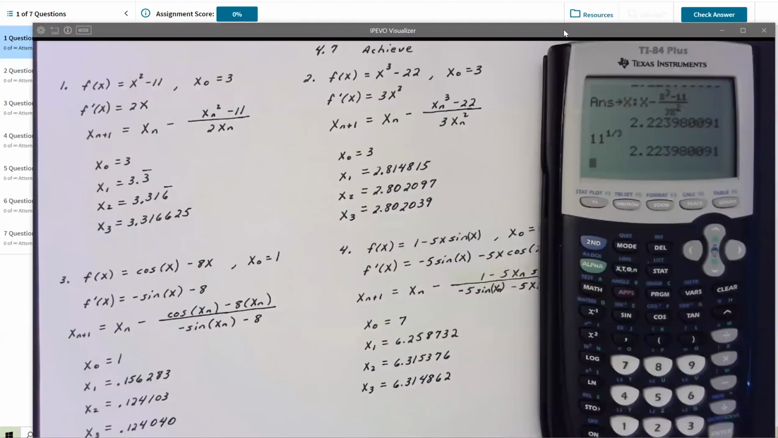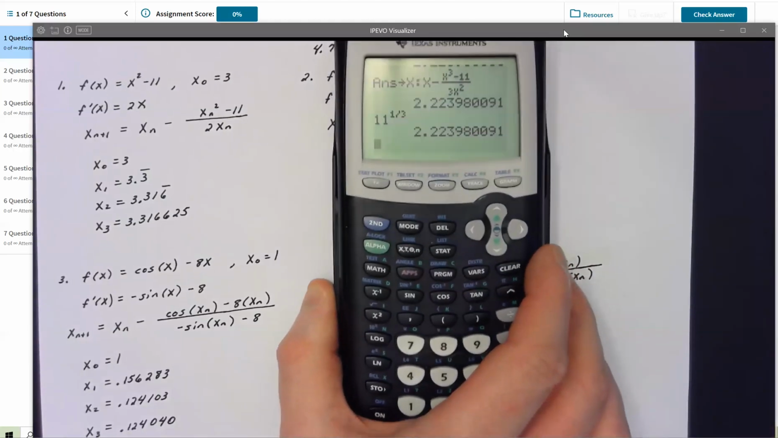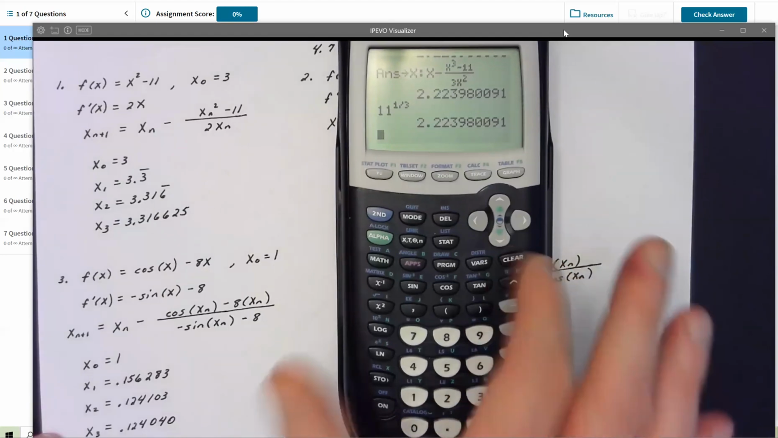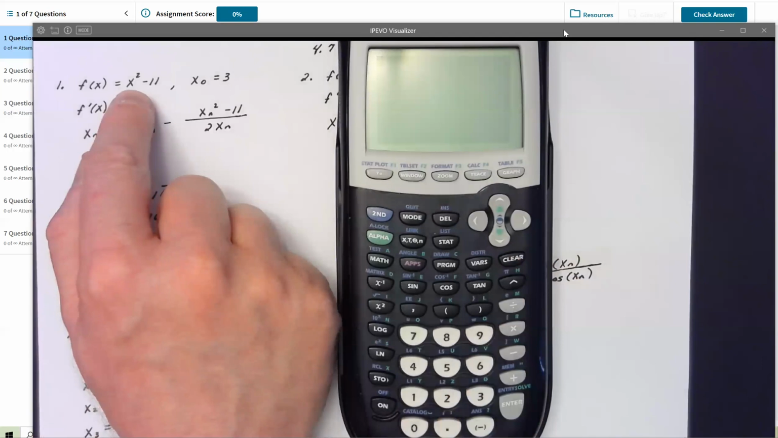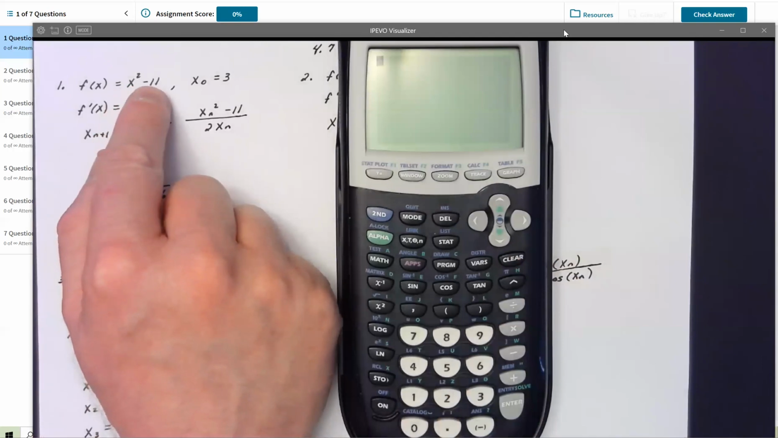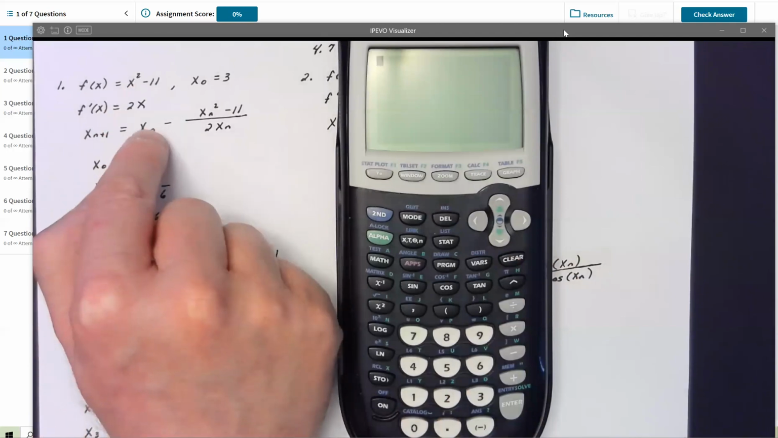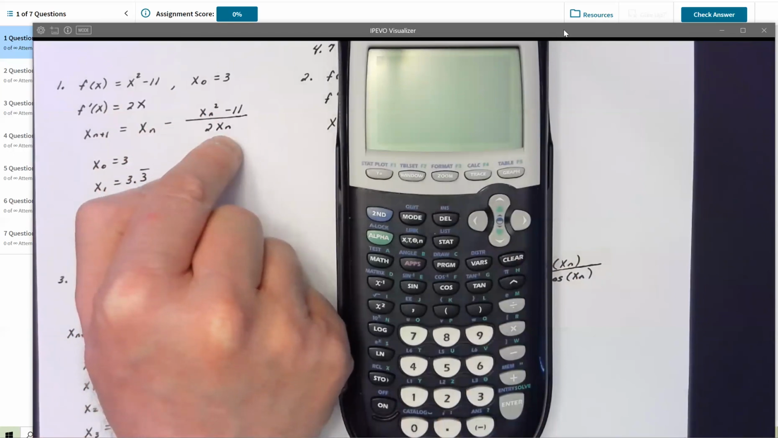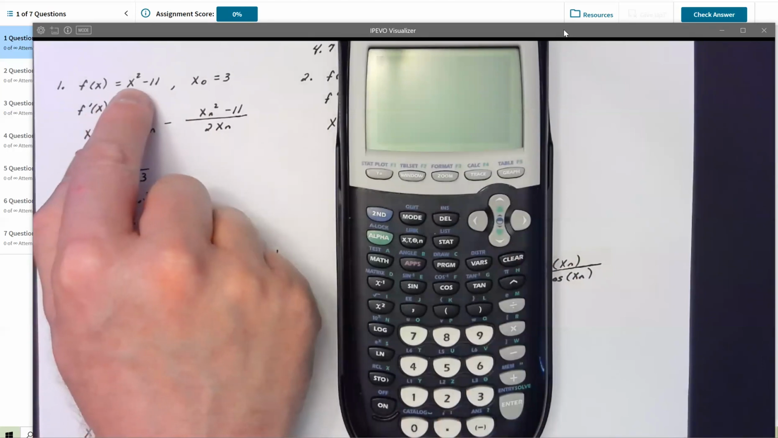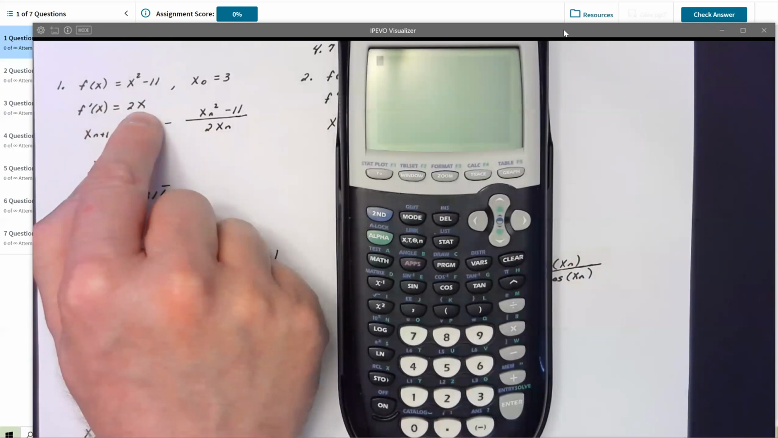I'll pull this problem up and show you the calculator steps at the same time. So when I'm looking at my calculator with this problem, I'll go ahead and clear this off. We know our original function in this problem that we're trying to find the roots of is x squared minus 11. Newton's method says each successive guess is the previous guess minus the function evaluated at the previous guess divided by the derivative evaluated at the previous guess. Well, I need to account for that. So I have the function, here's its simple derivative.